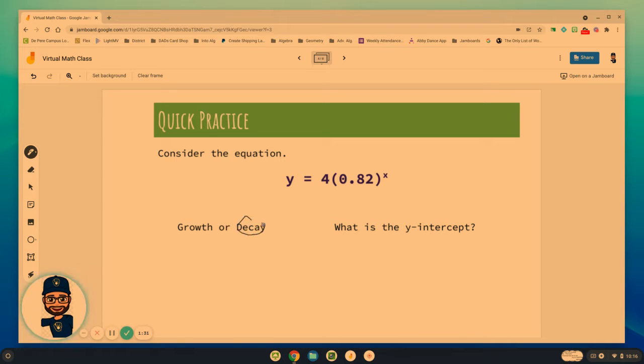This is decay because my b value is between 0 and 1. Right? We got to be between 0 and 1 for decay. And the y-intercept is 4. So we're starting with 4 of something, 4 units, but it's decreasing by maybe 18% or something along those lines.